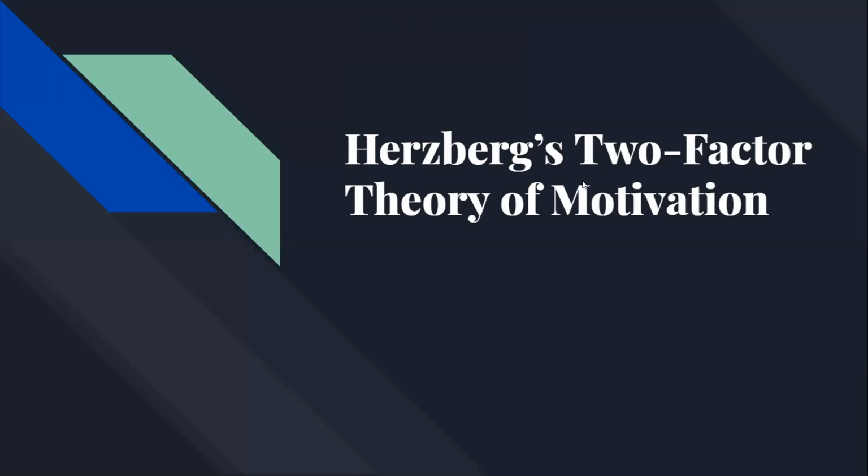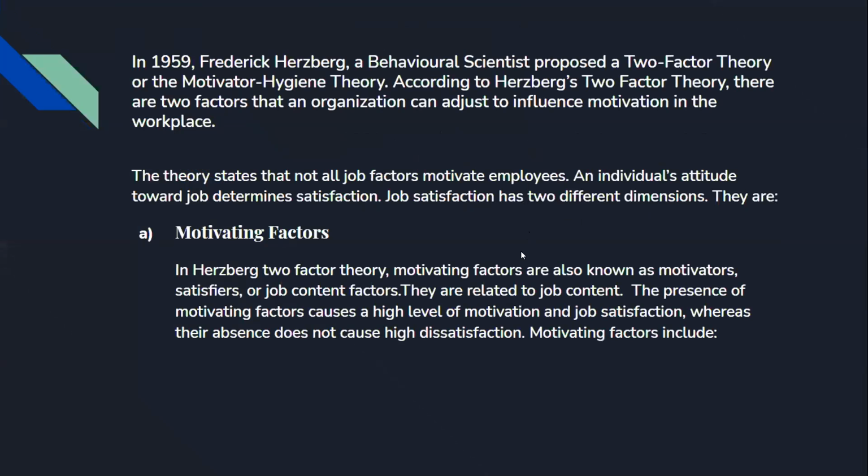Yeah. Okay, so it's Herzberg's two-factor theory of motivation. In 1959, Frederick Herzberg, a behavioral scientist who was actually a psychologist, proposed the two-factor theory or the motivator-hygiene theory. According to Herzberg's two-factor theory, there are two factors that an organization can adjust to influence motivation in the workplace, and it states that not all job factors motivate employees. An individual's attitude toward the job determines satisfaction, and job satisfaction has two different dimensions.